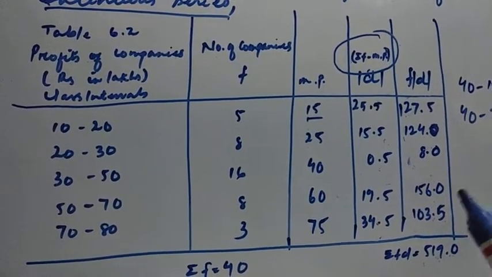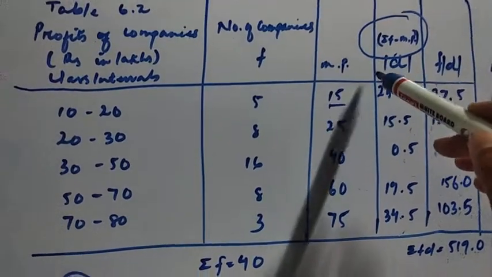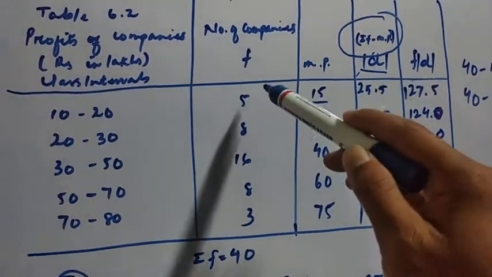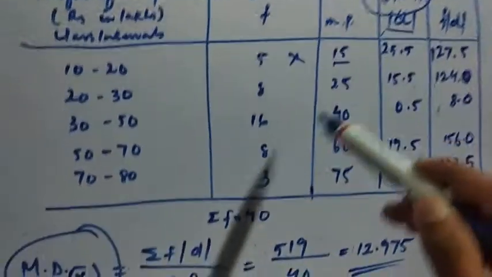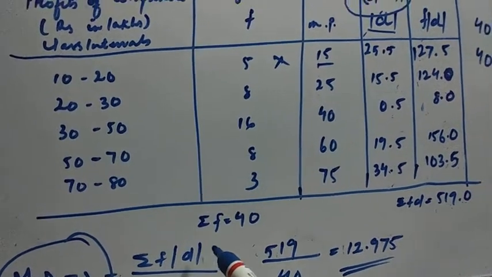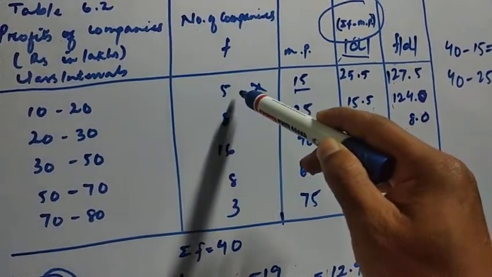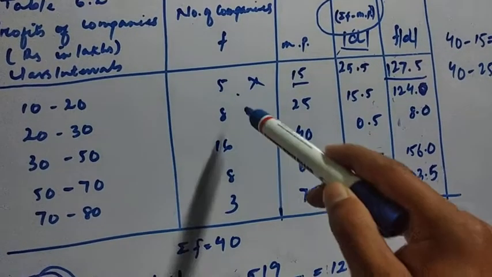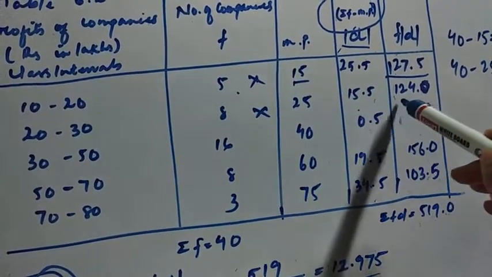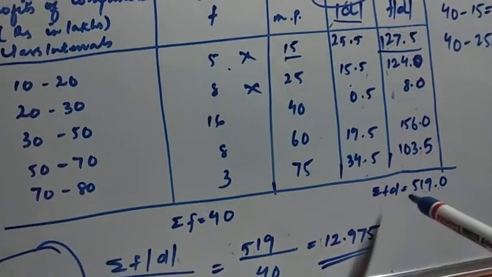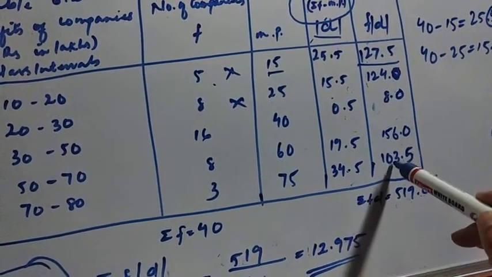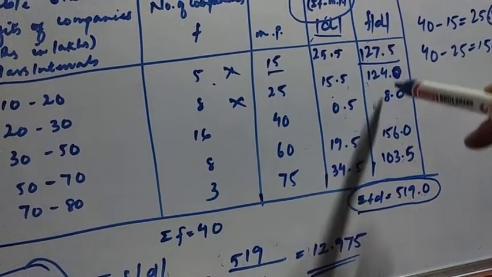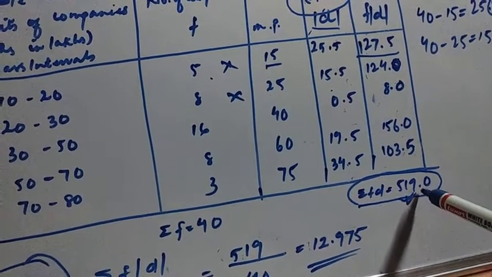After finding the D value, what you have to find is FD. You multiply this F with the D because you have summation FD in the formula. When you multiply F into 25.5, you get 127.5. 8 multiplied by 15.5 is 124.0. Getting the value of all the FD, you take the summation: you add all of these up and you get 519.0.